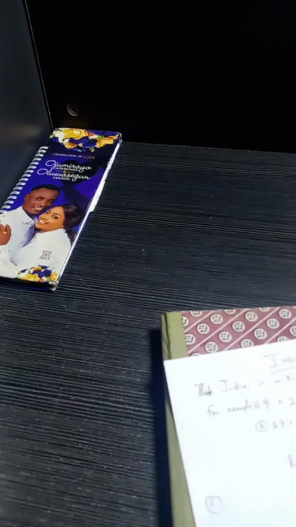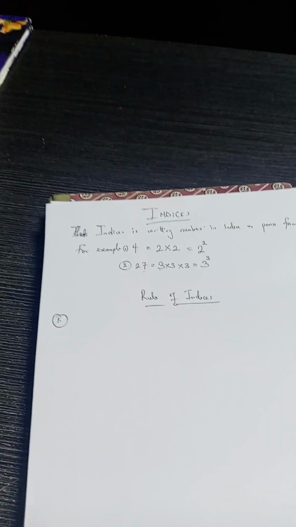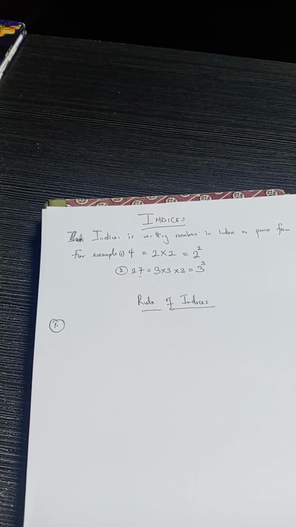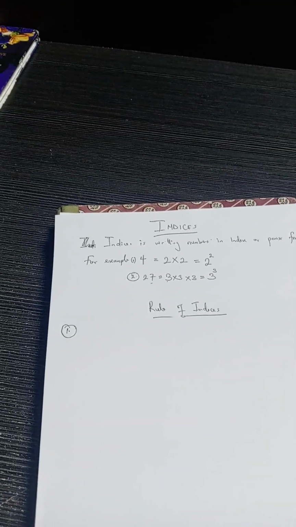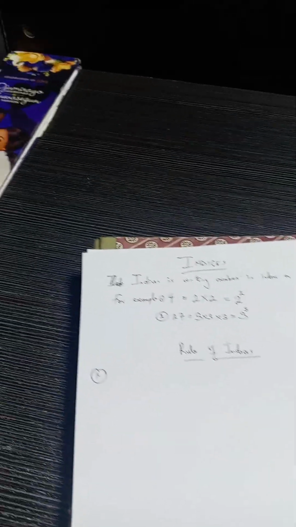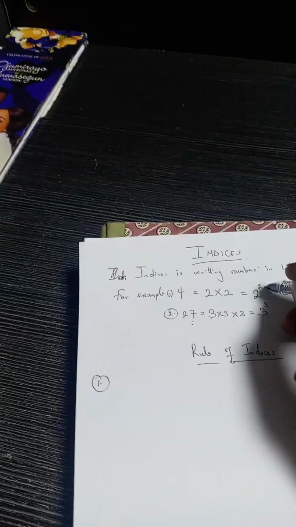Now the first one says, now in English class we have to speak English, right? No, no, no. This is mathematics class, so we don't deal with English. We can use English to explain one or two things, but majorly we deal with mathematics. Now, this first one says when two indices... Remember, indices is when a number is raised to its index. This is the index.